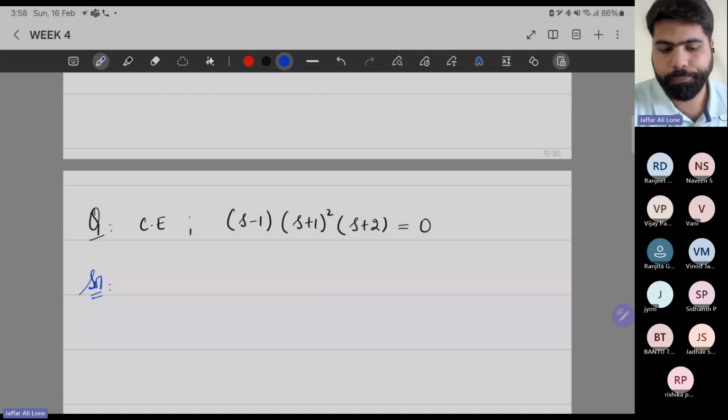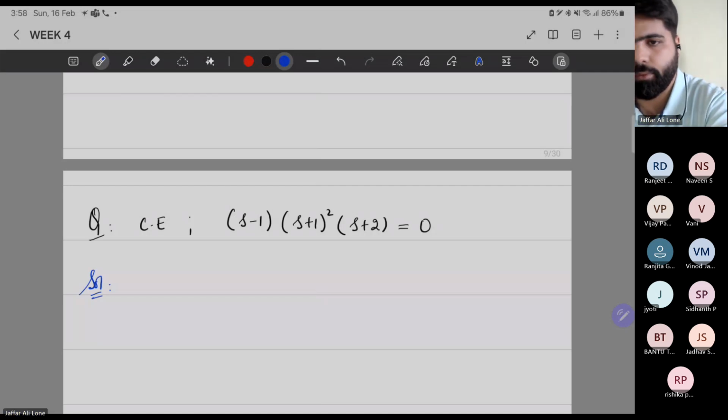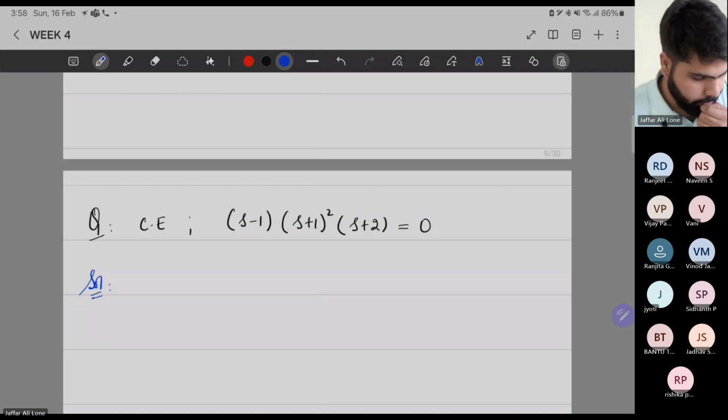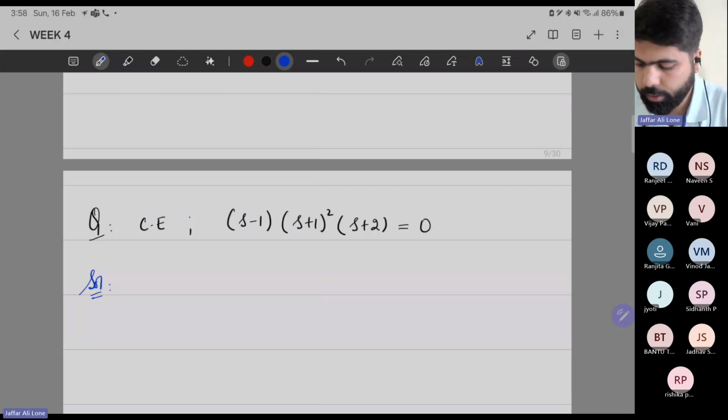Yeah, anyone? You have to expand S plus 1. Yeah. Please, somebody was asking something. So I'm asking whether the system is stable or not. You can just unmute yourself because I'm not checking chats.